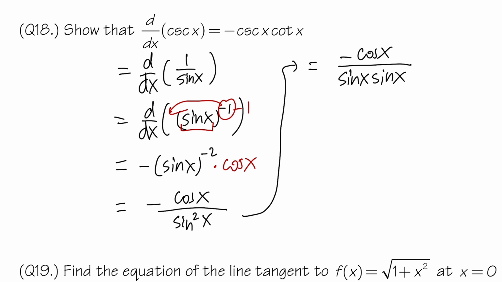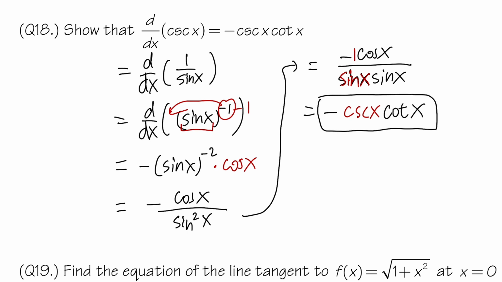And then we see that if we look at 1 over sine x here, so that might not be 100% clear. If we look at 1 over sine x right here, we have the negative, and 1 over sine x is precisely cosecant x. And then cosine x over sine x is cotangent x. That said, we are done.